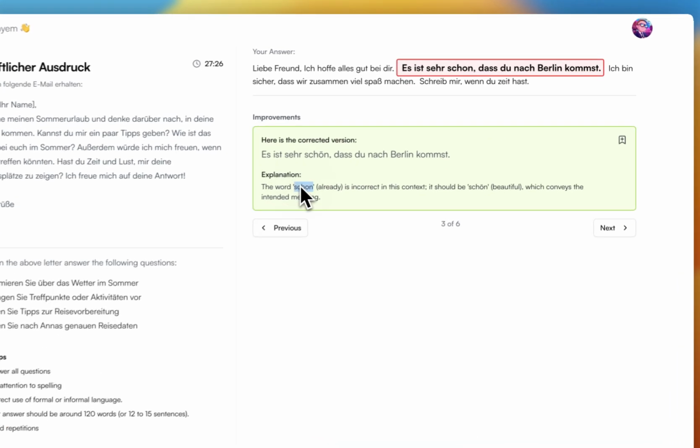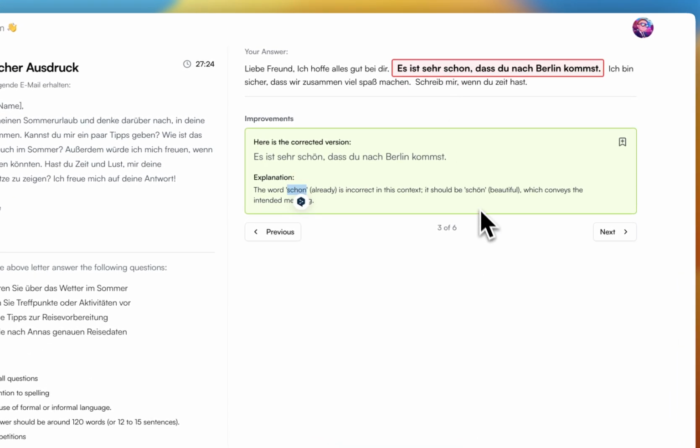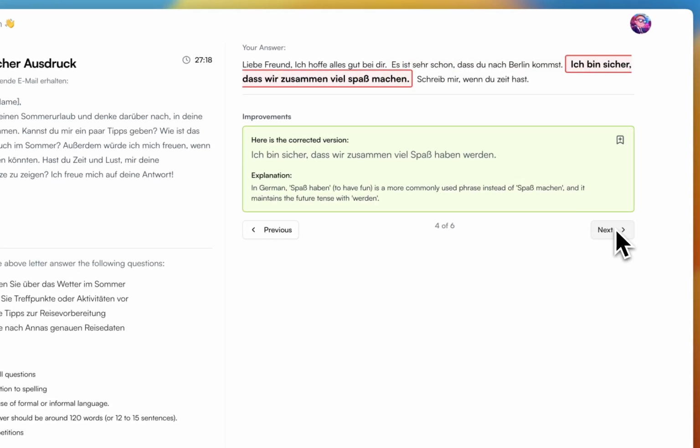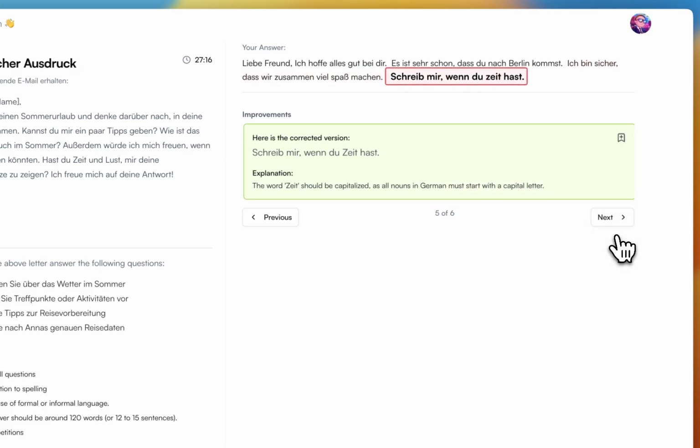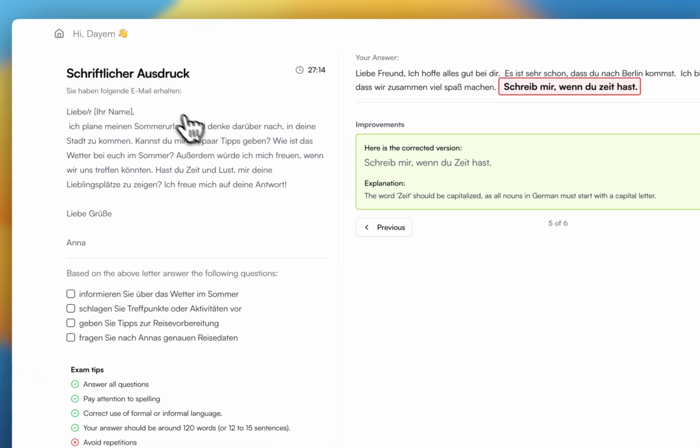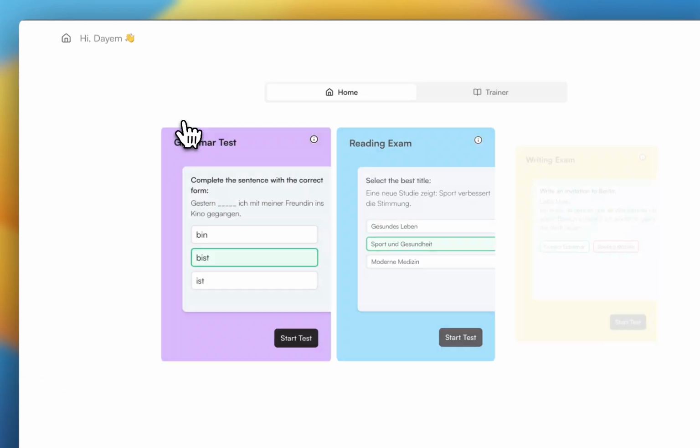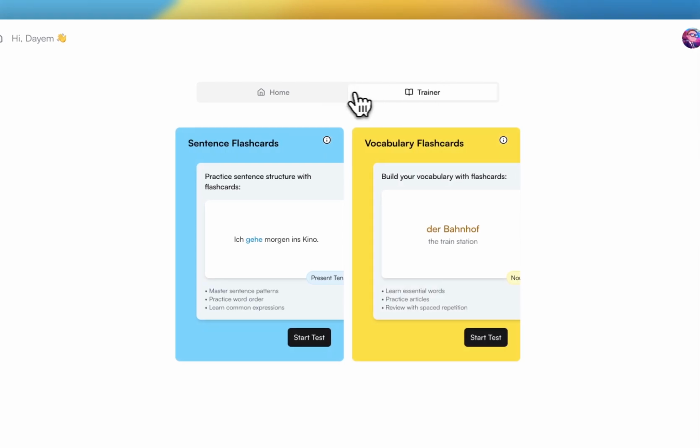For example, the word schon is incorrect, and it corrects it, saying, okay, this is the correct spelling of the word. So it highlights it quite nicely, and it tells people how they can do it. So it also helps with writing. So I hope this overall gives you a quick demo.